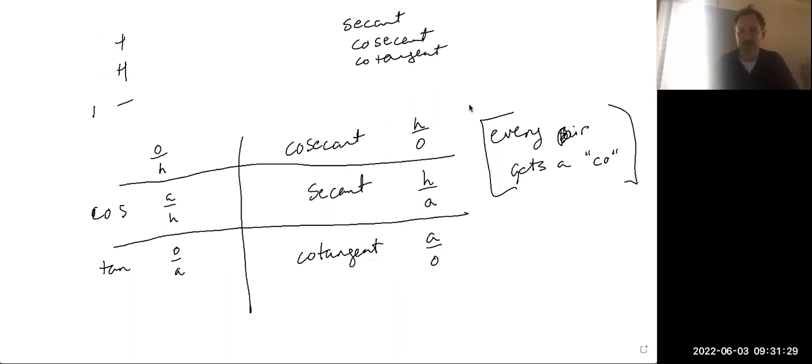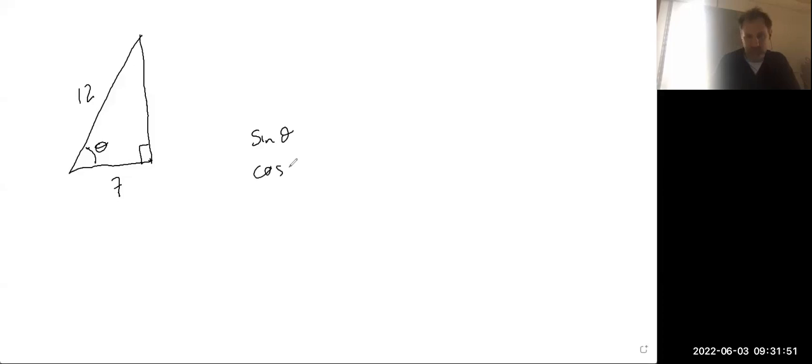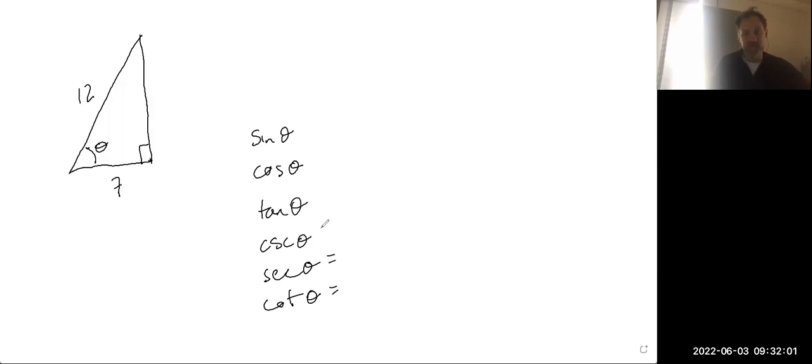I'll just clear everything here, where you have a triangle and you know two of the three sides, this is 7 and this is 12, and you need to list out every single relationship. So let's say that our theta is down here. I want to know what sine theta is. I want to know what cosine theta is. I want to know what tangent theta is. But you also need to do cosecant theta, and you need to do secant theta, and you need to do cotangent theta. These three are just going to be reciprocals of these. You just have to make sure you get them paired up correctly.